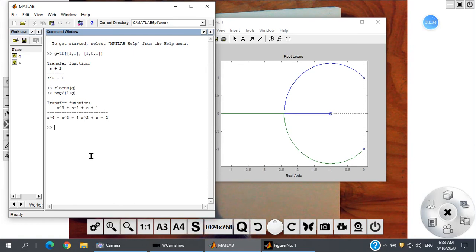MATLAB cannot cancel the same factor in the numerator and denominator. It cannot simplify. Actually, this T should be a second order system. A second order system has two poles, and each pole gives us an orbit. So there are two orbits. So this is the root locus. The root locus looks like this. All right.